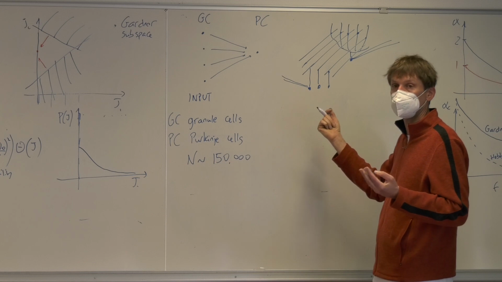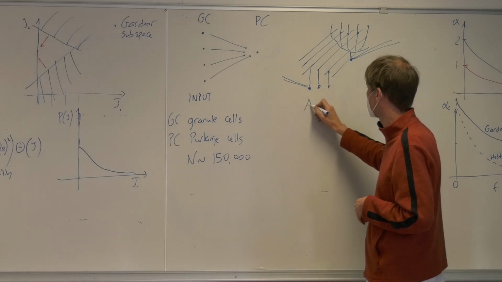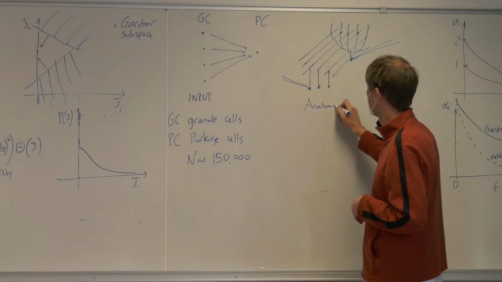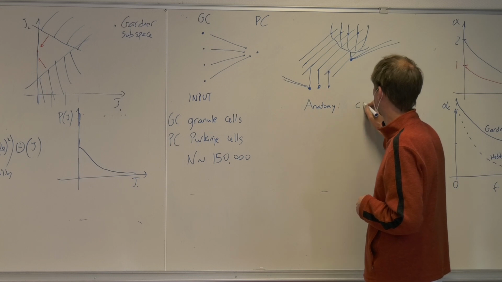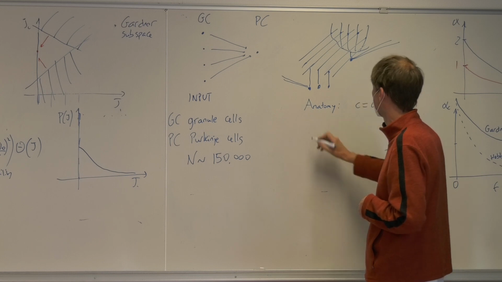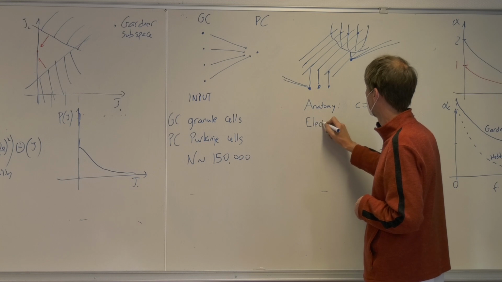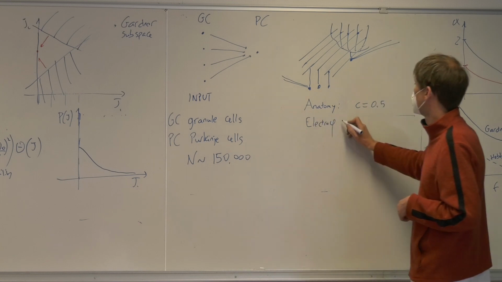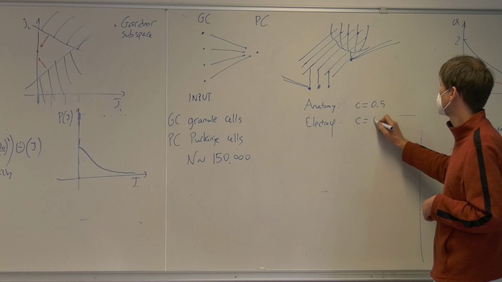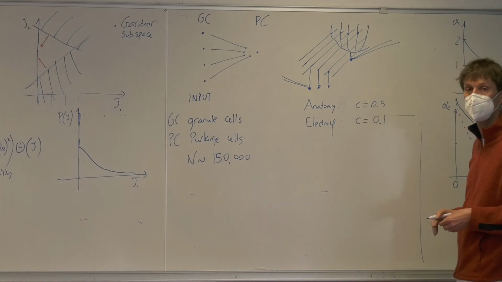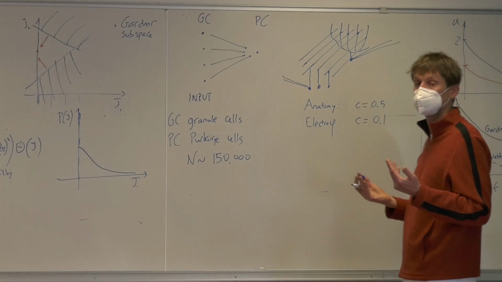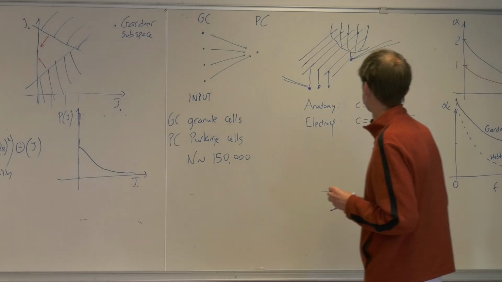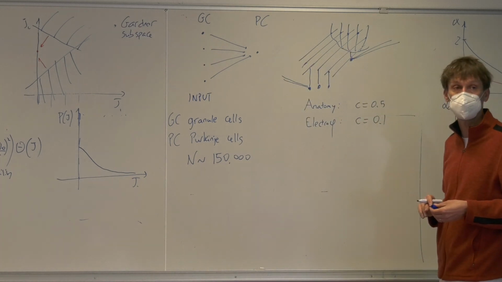And then they found a discrepancy, because the anatomy should tell you that the connection probability is 0.5, but if you do the electrophysiology, what you find is the connection probability is about 0.1. So there are 5 times fewer synaptic responses than you would expect.